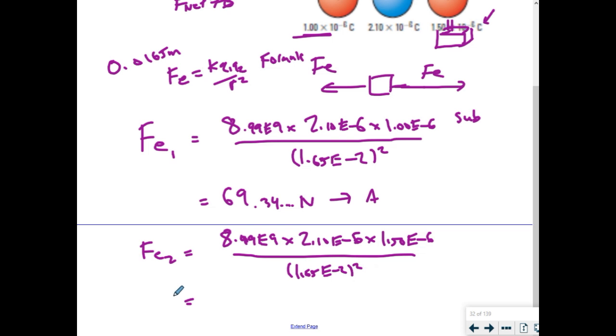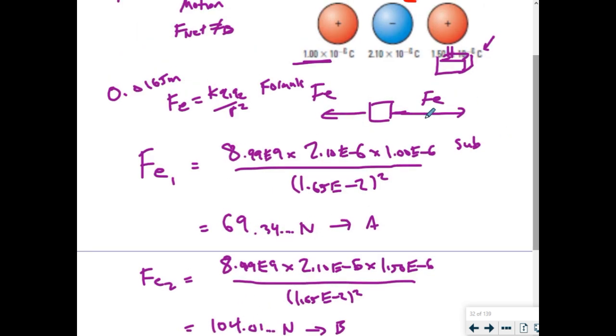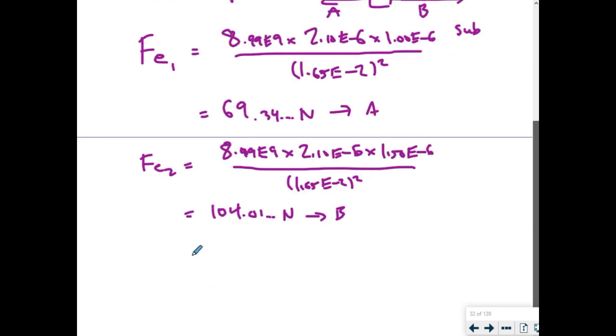And this one gives me more force. I expected it to. I have 104.01 newtons, which I will save as letter B. Store as letter B. And like I said, then in my free body diagram, if I go back up here, this is B, this is A. B is bigger than A, so to find the net force, I'm going to take B minus A. And that will be my net force.